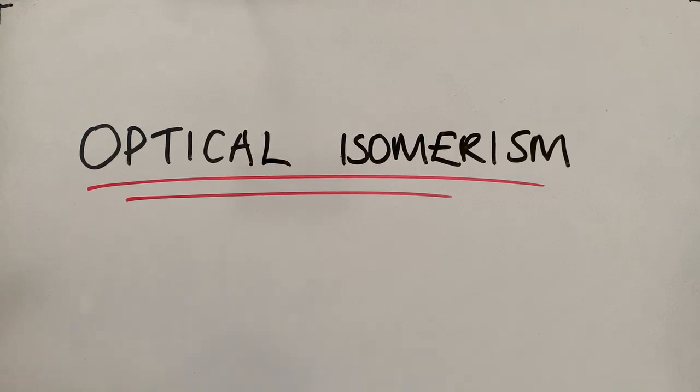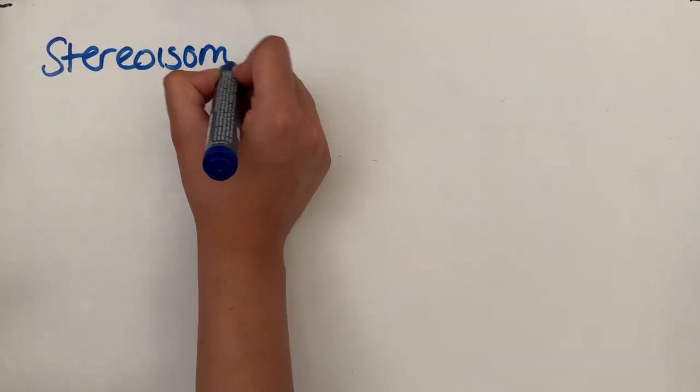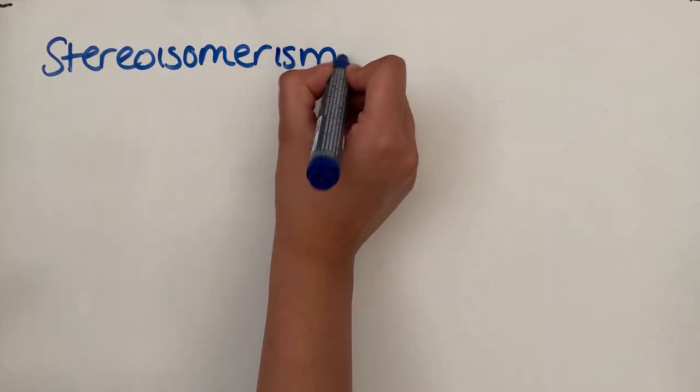We're now going to have a look at optical isomerism, and this comes under stereoisomerism, which we have looked at before. If you remember the definition of stereoisomerism, it's where you've got compounds with the same structural formula, but different arrangement of atoms in space.